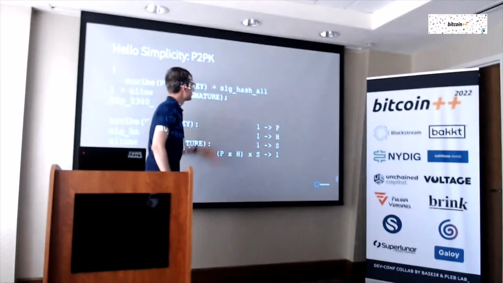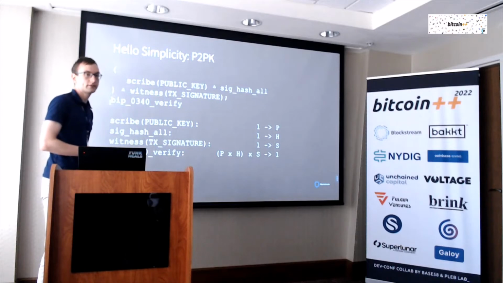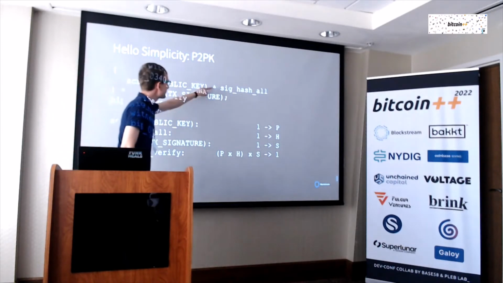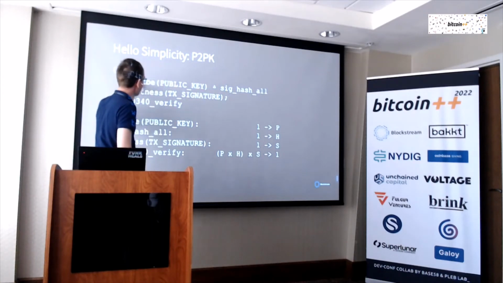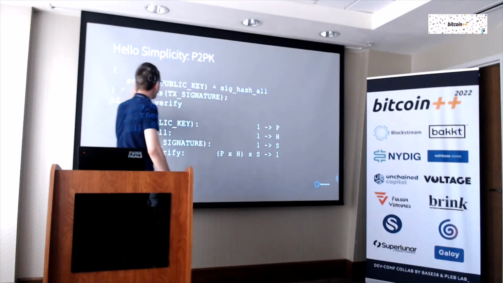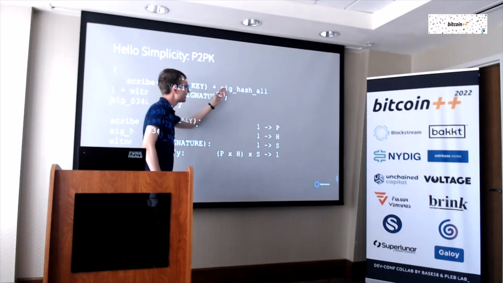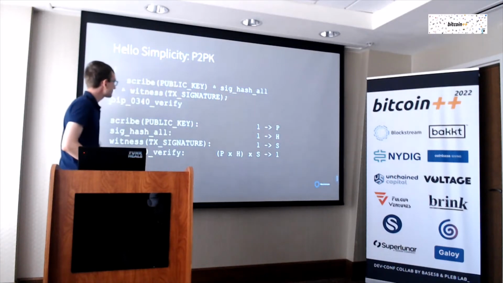Sighash all, as you might know, produces the hash of all transaction inputs and outputs, also as a constant. And then this is the pair. This is how we write pairs. So we have the pair of the public key, that is a hardcoded constant, and of the transaction input and output hash, that is also a constant.